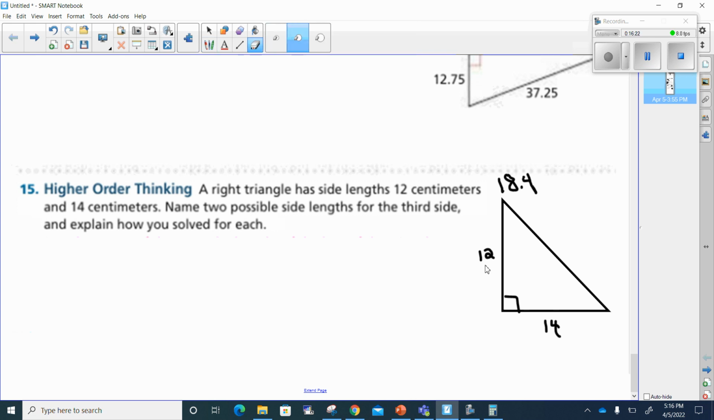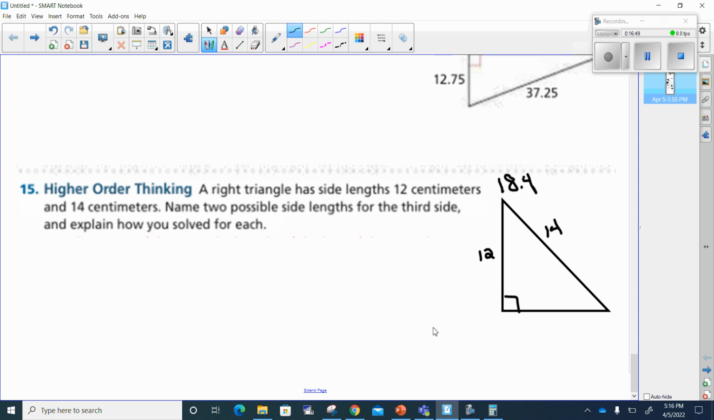Now, it can't be 12 because remember the hypotenuse has to be bigger. So what if 14 was the hypotenuse? 14 could be it because it is bigger than 12. 12 cannot be the hypotenuse because the hypotenuse has to be longer than both the legs. The bigger number could be a hypotenuse, but the smaller number couldn't. So we would have to do this one kind of backwards.